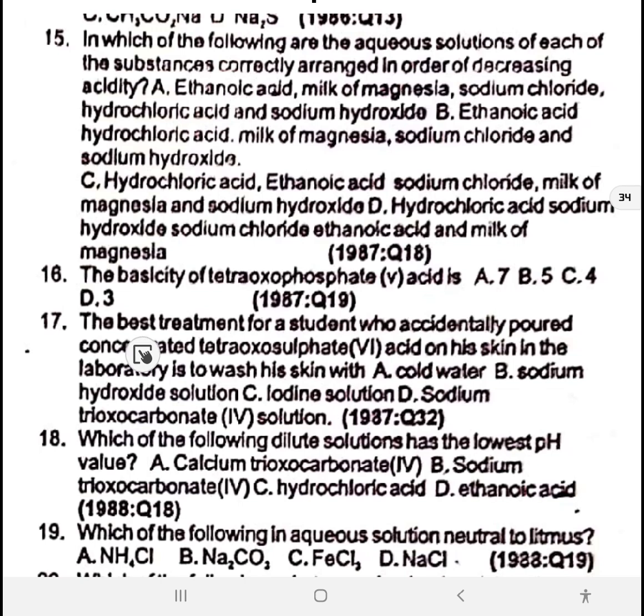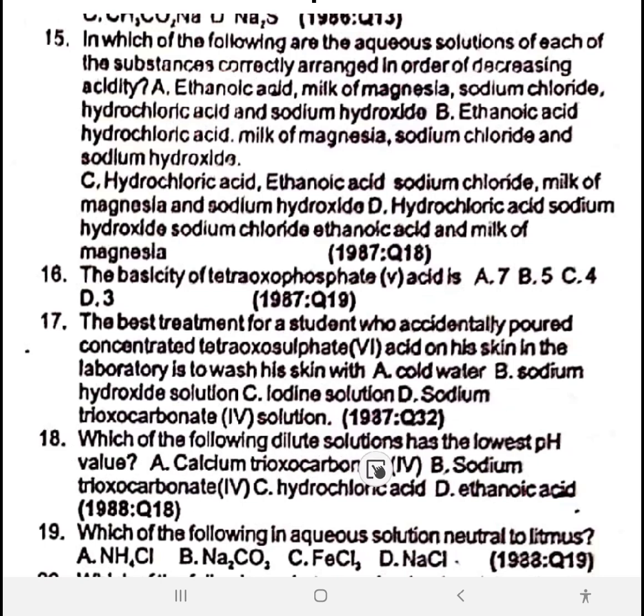Number 17, the best treatment for a student who accidentally poured concentrated tetraoxophosphate 6 on his skin in the lab is to wash it with, a lot of students get this wrong, cold water. This is because dilution increases the pH value of an acid, hence it reduces its acidity and by extension its potency. So dilution, you use water. Some students will say, most past questions will say sodium trioxocarbonate 4 solution, no, water.